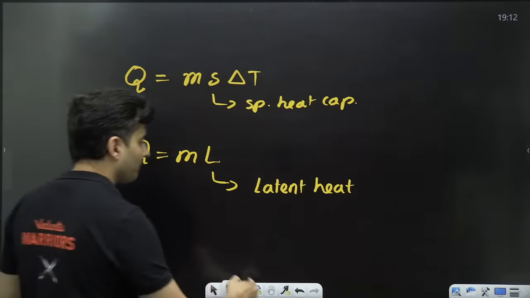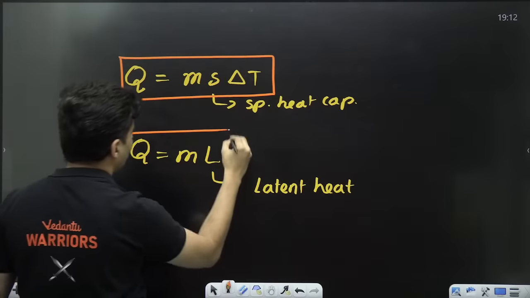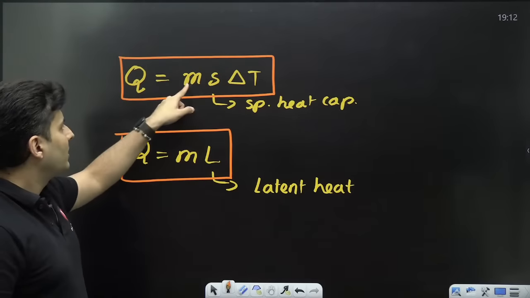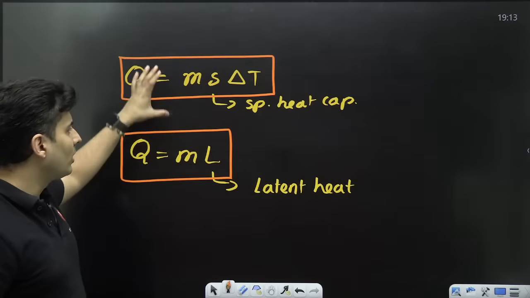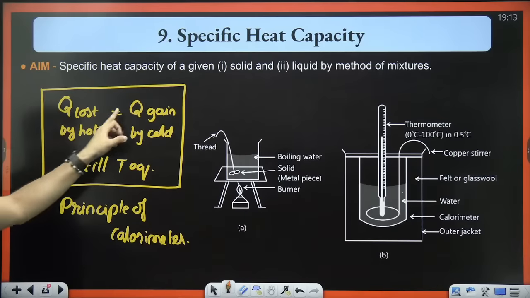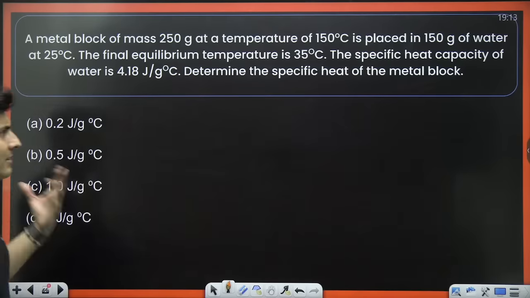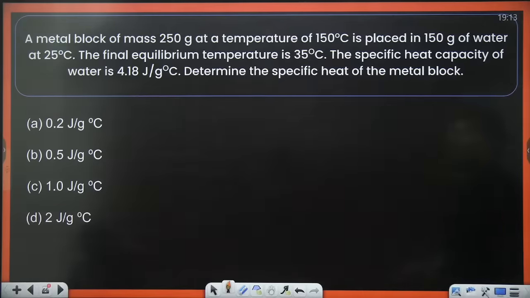So my dear warriors, remember these two formulas for heat absorbed or heat released. m is mass, L is the latent heat. m is mass, s is specific heat, delta T is change in the temperature. These two formulas might be used for your heat lost and heat gained calculations. I will show you a question on this. It's nothing different. You don't have to be scared about calorimeter questions. These kind of questions can come.